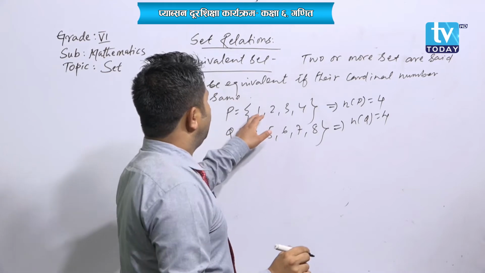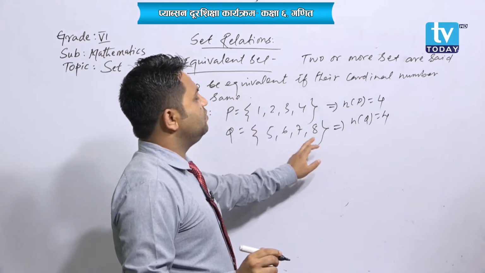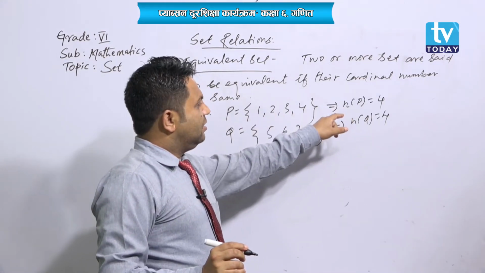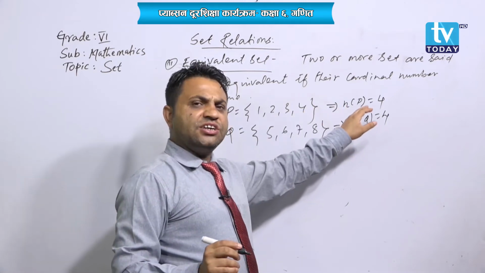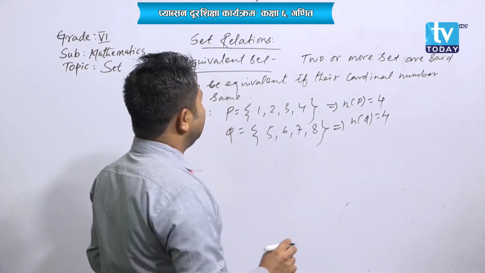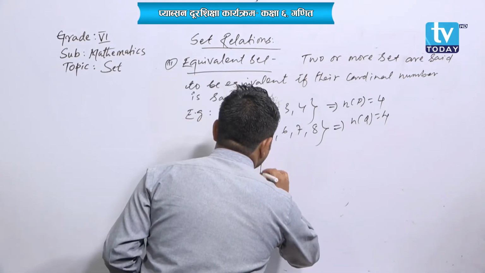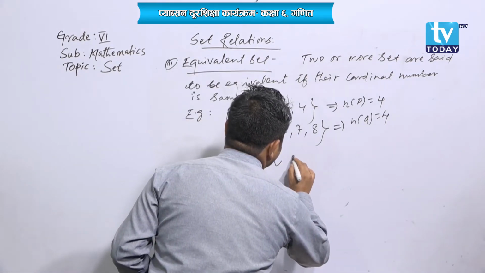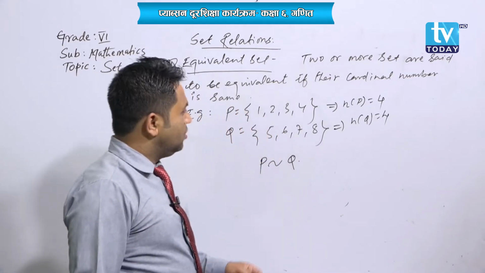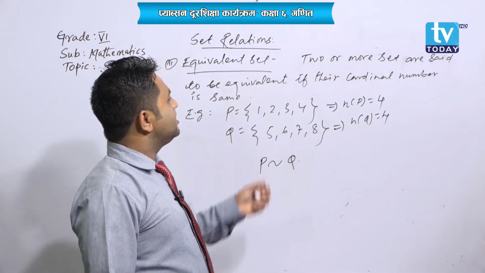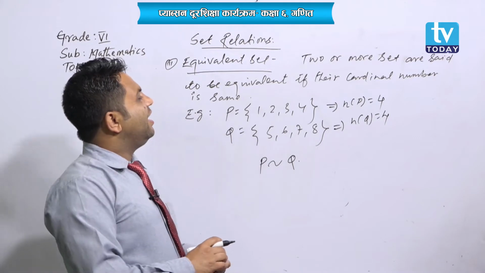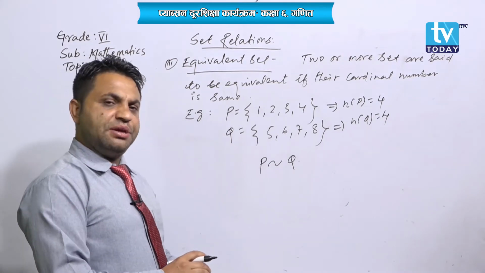Count the numbers: 1, 2, 3, 4 and 1, 2, 3, 4. So both sets have the same cardinal number, 4 and 4. So they are called equivalent sets, and they are denoted as P is equivalent to Q. Two or more sets are said to be equivalent if their cardinal number is the same.